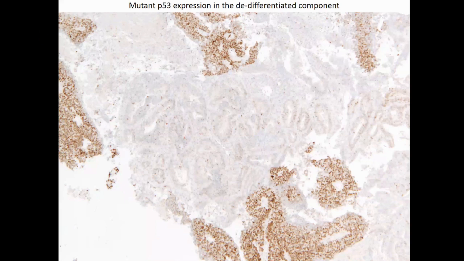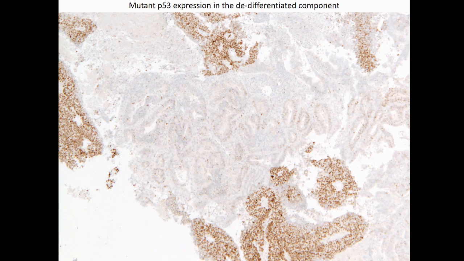And so if we go back to this case that I showed you to kick everything off, you'll see that the well-differentiated glandular component is P53 wild type, and then the poorly differentiated or undifferentiated component is mutant for P53, which is a nice staining pattern.